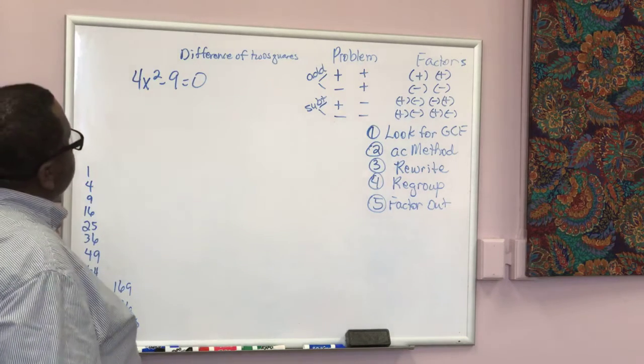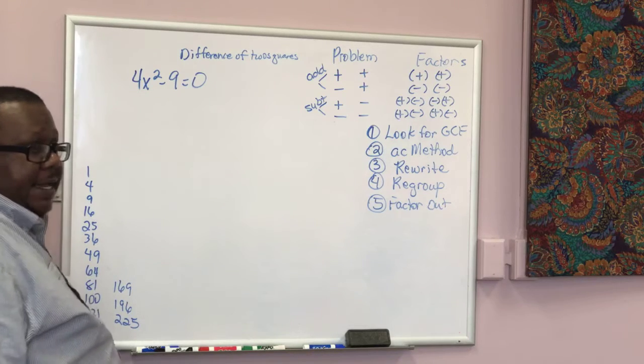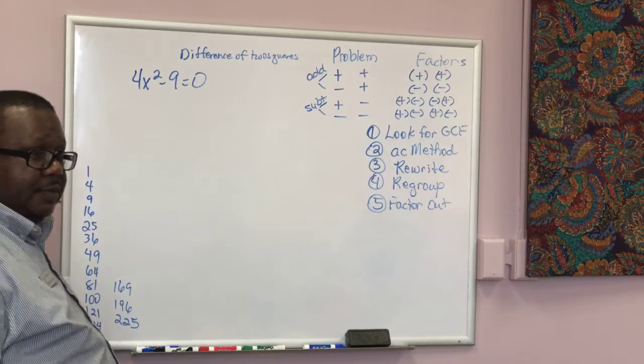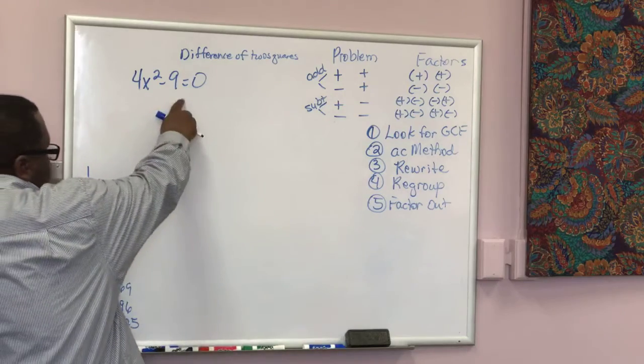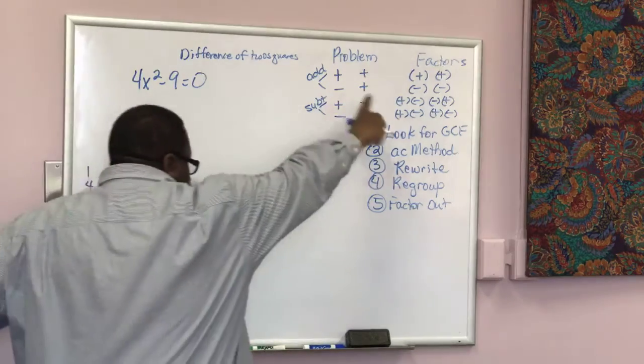All right. So if you recognize from the start of the problem that these are perfect squares, you can work this out without even having to go through this whole step right here.